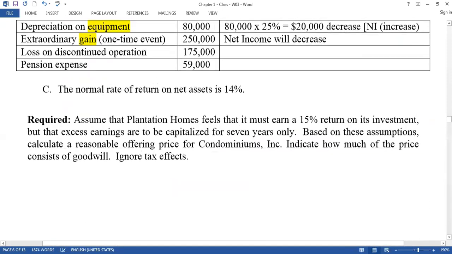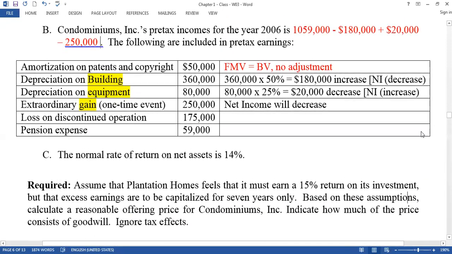Then we have another one-time event. This one, the next one. We have another one-time event.